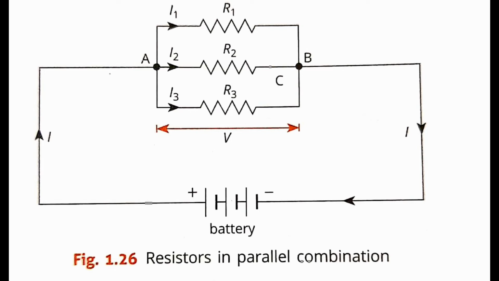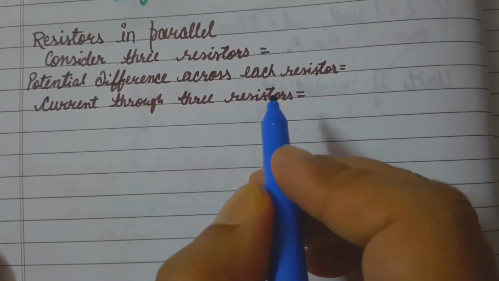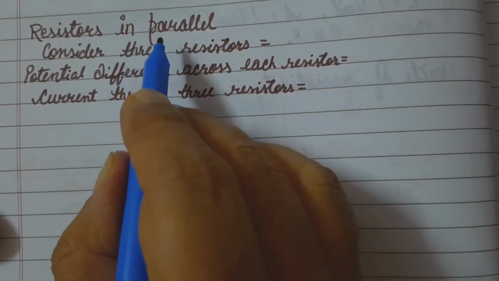Consider there are three resistors R1, R2 and R3 connected in parallel. Let V be the potential difference across each resistor. Current I drawn from the cell divides into three parts, that is I1, I2 and I3 at junction point A. Let currents I1, I2 and I3 flow through the resistors R1, R2 and R3 respectively. You have to draw this circuit in your notebook. Now let us calculate equivalent resistance in the parallel combination.